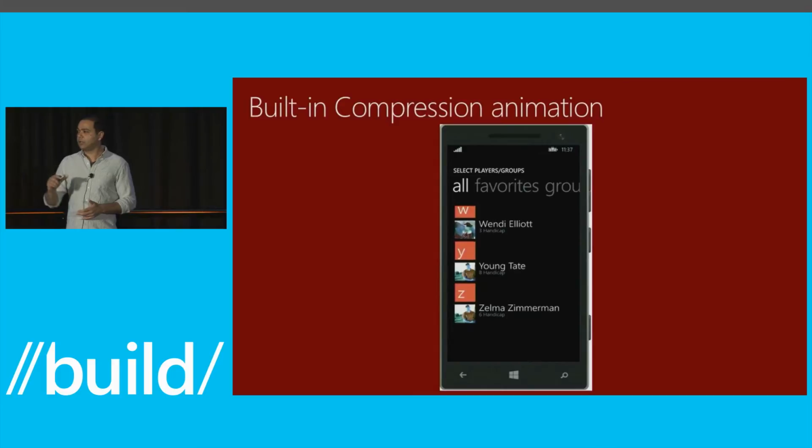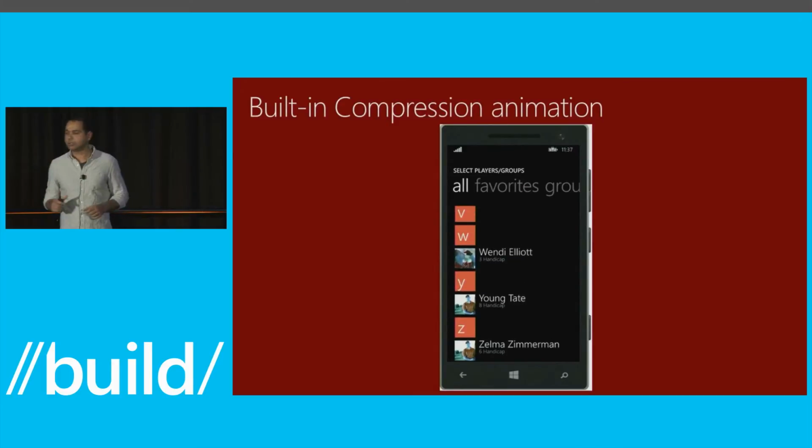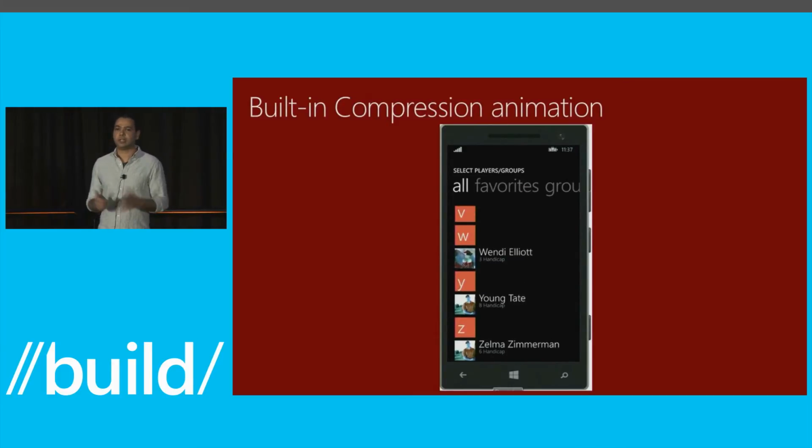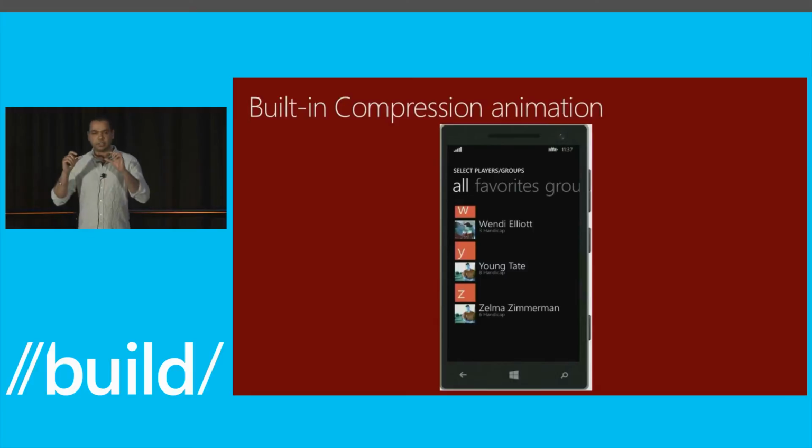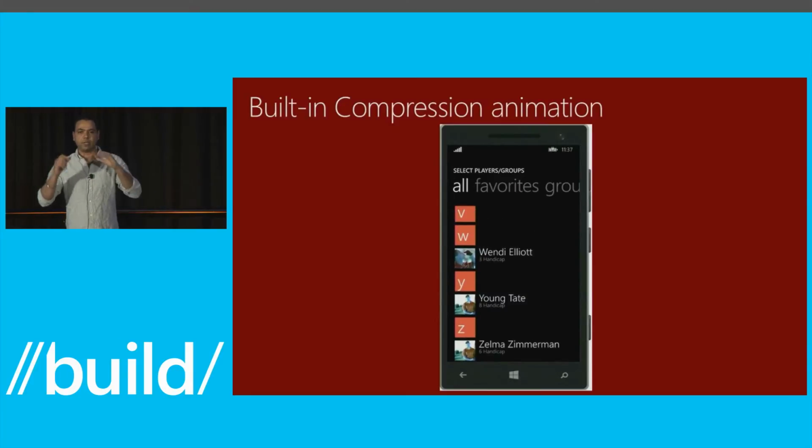So the user tries to scroll, and you can see the text is getting squished. This is built into the list and other scrollable controls. Let's do it one more time, just in case somebody missed it. So you can see the text gets squished at the very bottom.